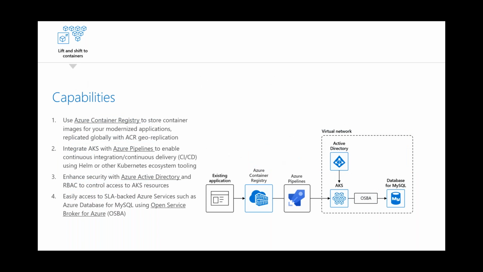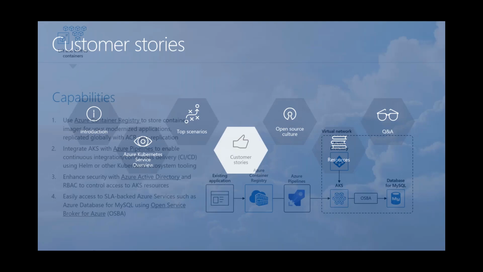You'll see here some of the capabilities. Using the Azure Container Registry to store container images for your modernized application is a great benefit. Integrating AKS with Azure Pipelines enables that continuous integration that I was talking about. Enhanced security with Azure Active Directory, as I mentioned, the groups and the role-based access control assignments. And then easy to access SLAs by the Azure-backed service and other Azure-backed services such as Azure Database for MySQL or any of the other PaaS offerings that they have.